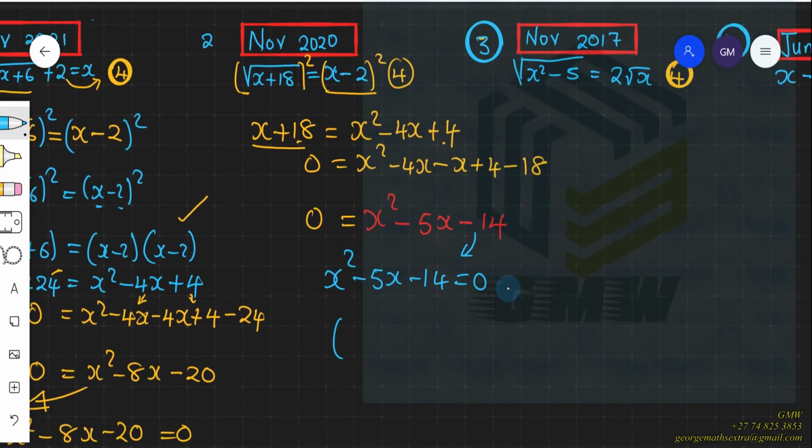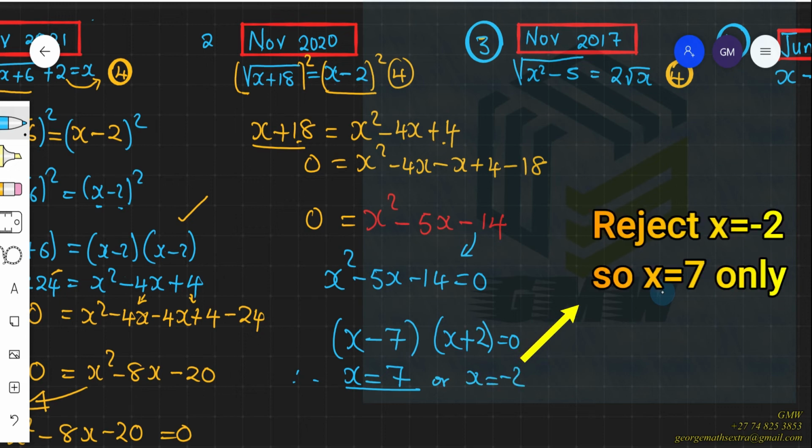Then here again, you can use the quadratic formula or factorize, any of the methods that you find easier. So here I think we have factors, and this equals 0. Two numbers that if I multiply, I get minus 14, and if I add, I get minus 5. That would be a minus 7 and a plus 2, equals 0. Therefore, my x equals 7, or x equals minus 2.